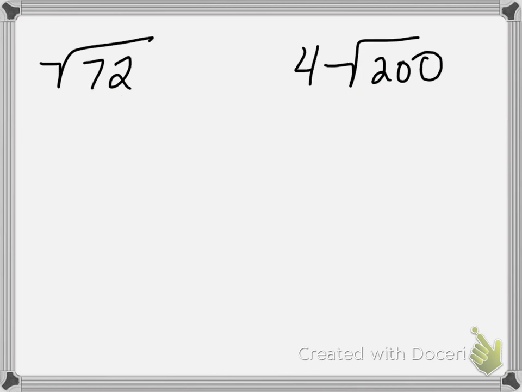All right, I want you to give 72 a shot on your own, because the next one's a little bit different. Give 72 a shot on your own, pause it, and then come on back. Now with 72, I notice it's not a perfect square, but I look and see it's even. So I know that radical 2 will go into it, and that's radical 36 times radical 2.